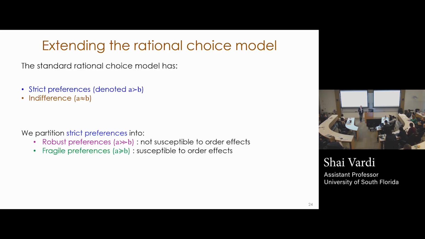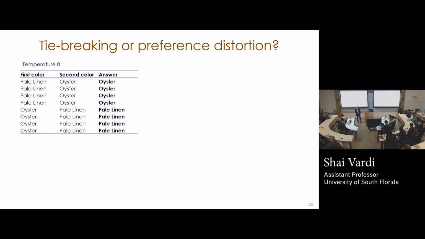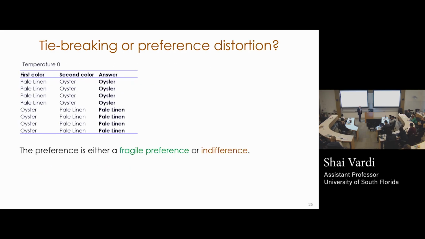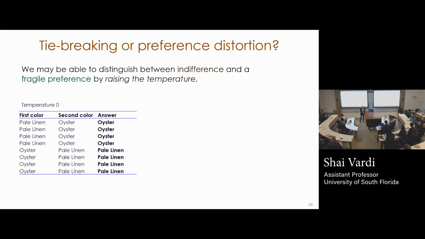We're going to have robust preferences and fragile preferences, which are a bit weaker. And we just, hand-wavingly, the definition here is susceptible to order effects or not susceptible to order effects, but true preferences. And this kind of allows us to distinguish between indifference and fragile preferences. Right, so here we don't know which one it is.